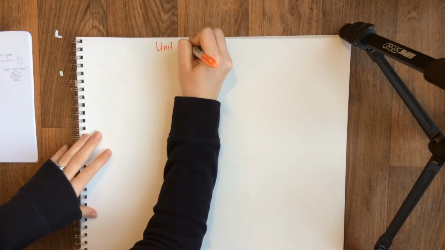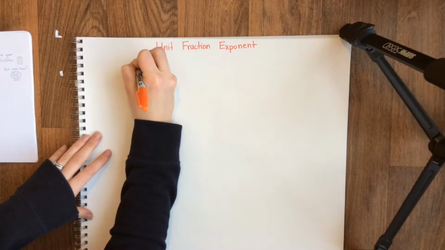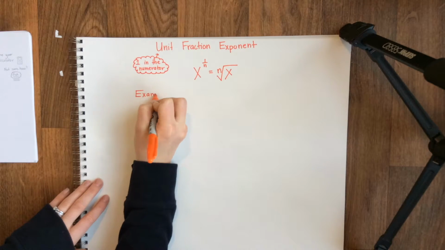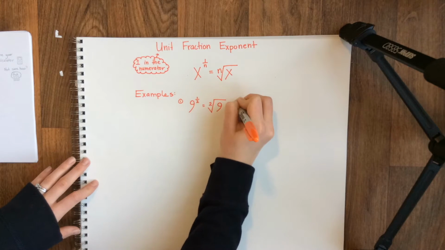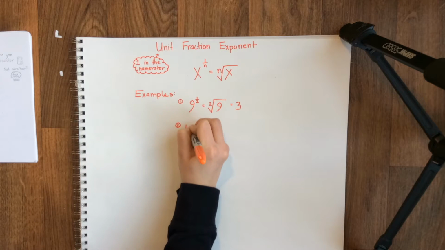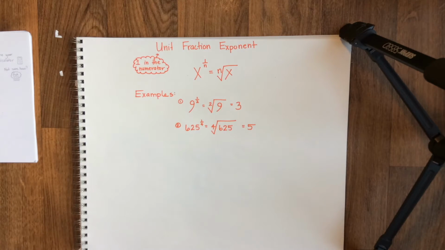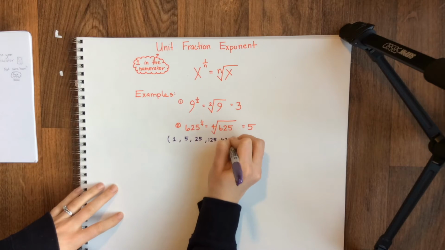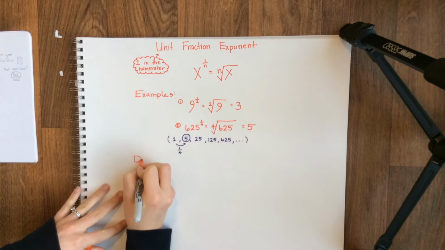The two examples we just looked at are called unit fraction exponents. This just means that there's a 1 in the numerator. Using the pattern from our first two examples, we can see that x raised to the 1/n power is the same as the nth root of x. For example, 9 to the 1/2 is the same as saying the square root of 9, or 3. Or 625 raised to the 1/4 is the same as saying the 4th root of 625, or 5. Still not convinced? Let's look at the pattern. Notice that 5 is 1/4 the distance between 1 and 625.